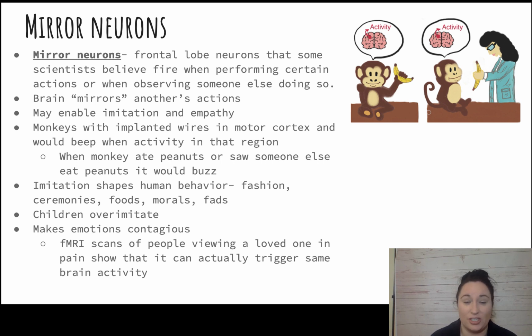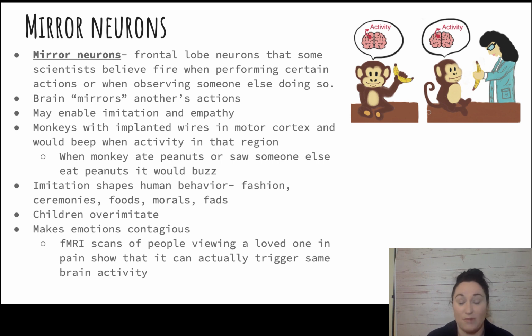This really shows us in many ways how imitation is a big part of why we do what we do. It really shapes our behavior. You can think of so many categories, like fashion, ceremonies, cultural things, food, morals, fads, the list goes on. Children especially tend to over-imitate us, especially between the ages of 2 to 5. We'll talk about this more in development, but think of that age where they're imitating and doing pretend play. That comes from things that they've seen and experienced.